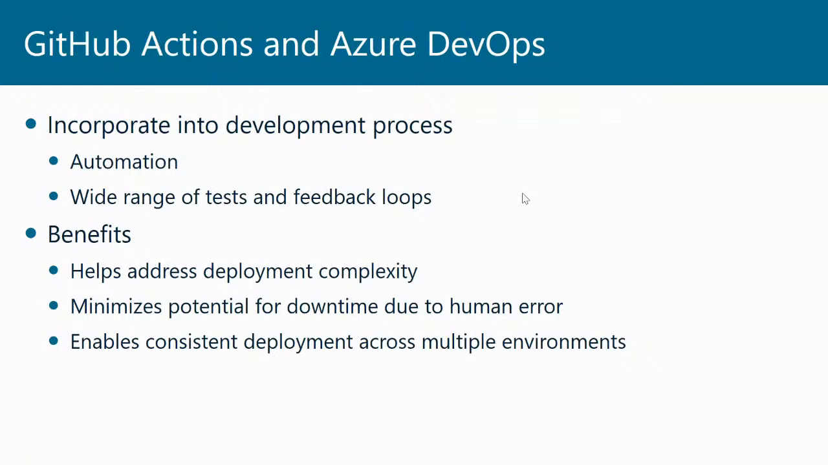So what do these offer? Why look to use these to begin with? Well, you want to be able to incorporate into your development process, number one, automation. And number two, you'd like to be able to have a wide range of tests and feedback loops, ideally. And the benefits of doing it this way are it helps address the complexity of deployment. If you look at software development, and I mentioned how far I go back with the Microsoft stack of technologies in particular.